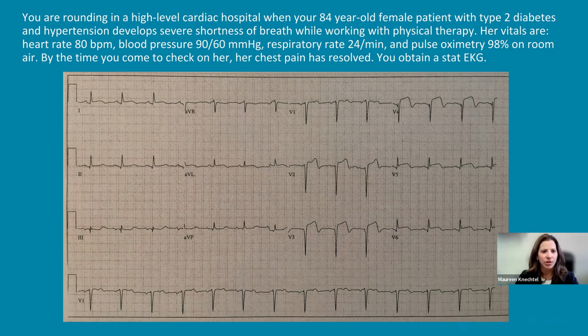Here's our first question. You are rounding at a high-level cardiac hospital when your 84-year-old female patient with type 2 diabetes and hypertension develops shortness of breath while she's walking with physical therapy. You can take a look at the vital signs there. So you get called to come check on her. By the time you get there, she's had some shortness of breath and chest pain previously, but everything has gotten a little bit better. She's feeling okay. But you obtain a stat EKG, which you can see here. I'll give you a little bit of time to take a look at that tracing, and then we'll pair it with the multiple choice question.